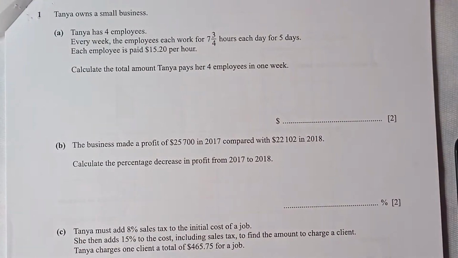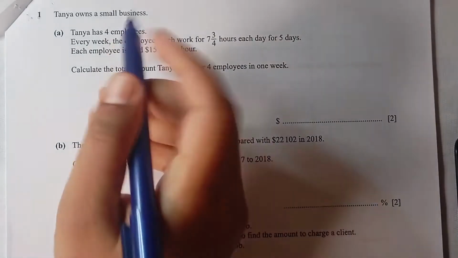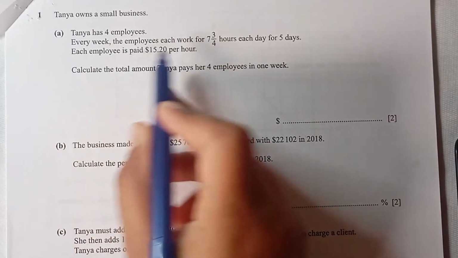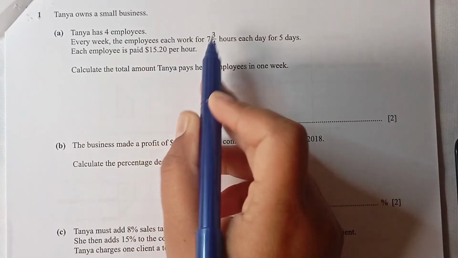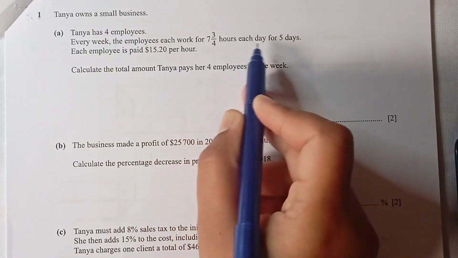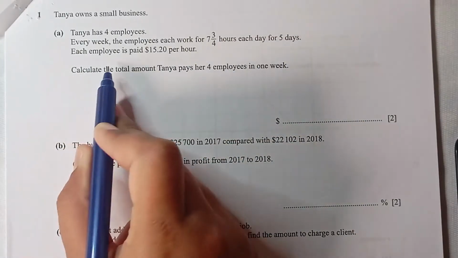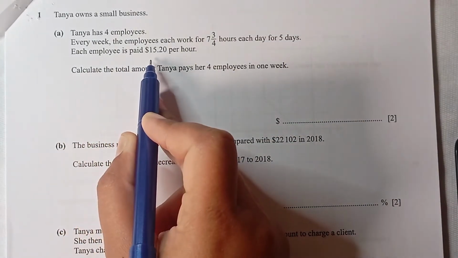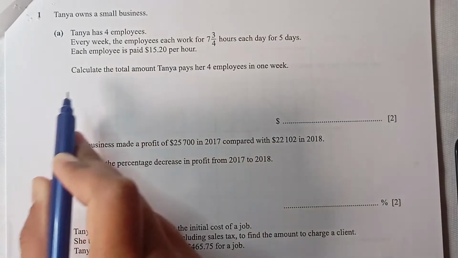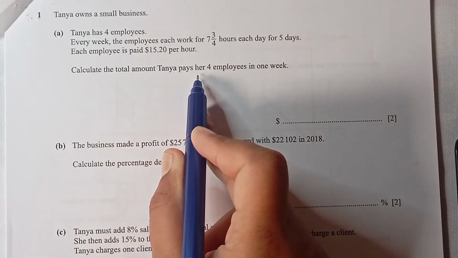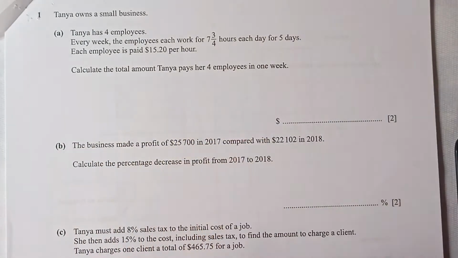In question number 1, Tanya owns a small business. In part A, Tanya has 4 employees. Every week the employees each work for 7 3/4 hours each day for 5 days. Each employee is paid $15.20 per hour. Calculate the total amount Tanya pays her 4 employees in 1 week.